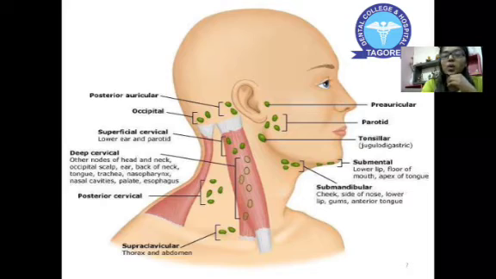So the first one is the submental lymph node. You can see it is located under the chin in the submental triangle on the surface of the mylohyoid muscle. The draining area for this submental node is the lower lip, the chin, tip of the tongue, and the anterior floor of the mouth. So before knowing about the lymph nodes, you should know the actual location and where it drains.